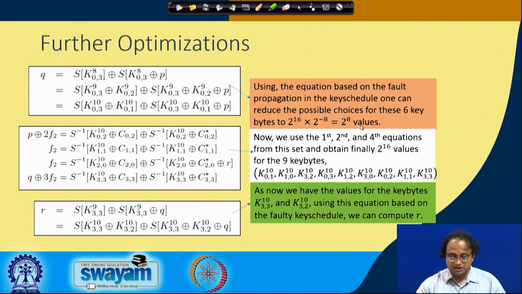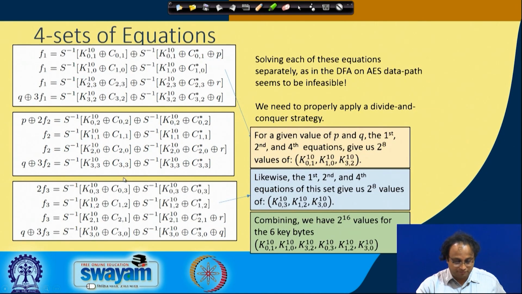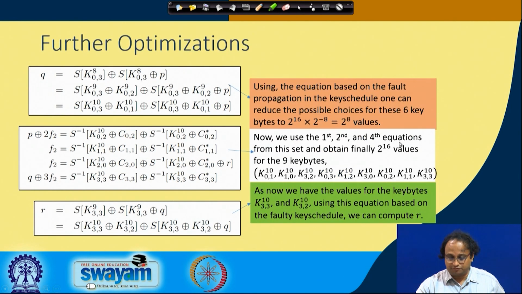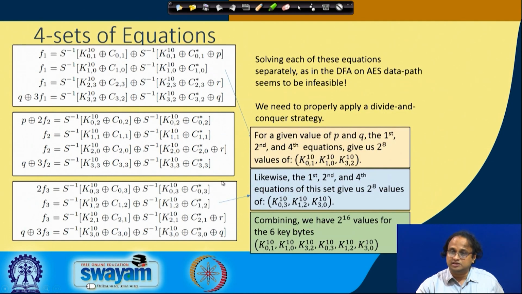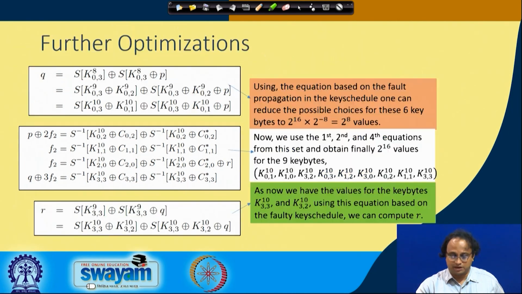Now you can again go back to the remaining key set that we have. We still have one set that we have not looked into, for example this set, and we consider again the first, second and the fourth equations from this set in a similar fashion, and obtain finally 2^16 values for the 9 key bytes. Remember that here there are 3 additional key bytes. If we combine with the 6 key bytes that we have obtained, we have in total 9 key bytes. The probability that this will satisfy this equation is 1/2^24, and remember you have 2^24 values for the 3 key bytes. So totally you will have 2^16 values still surviving. Therefore you will have 2^16 values for the 9 key bytes.